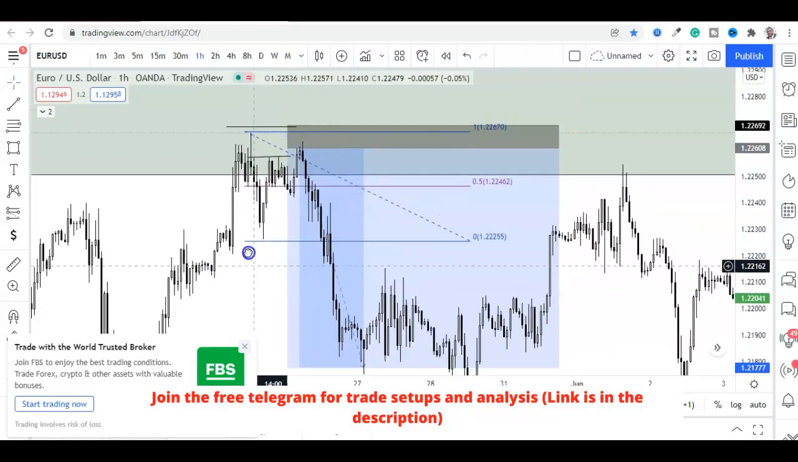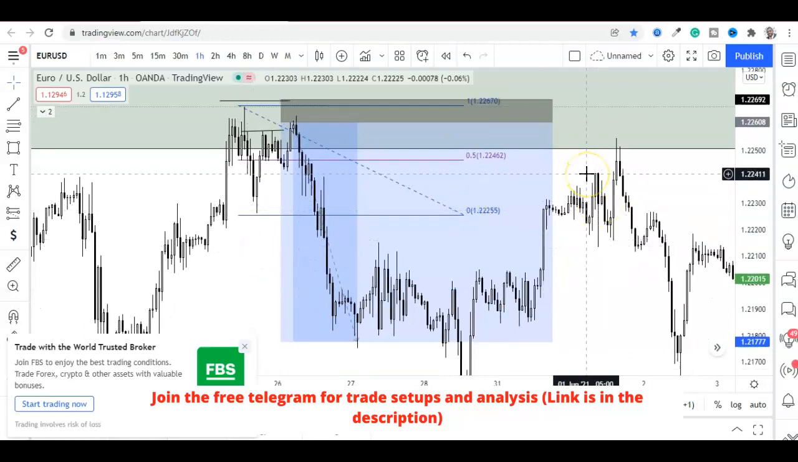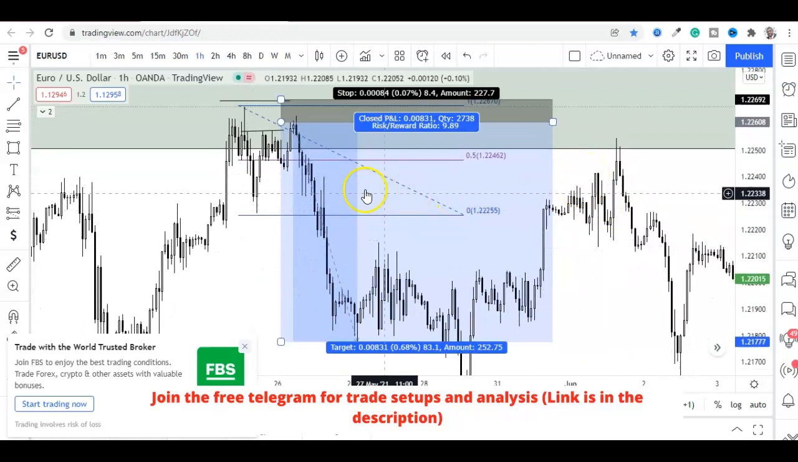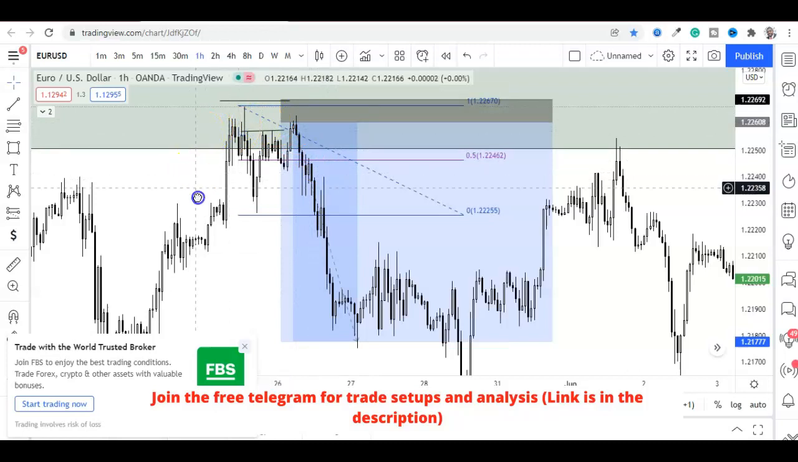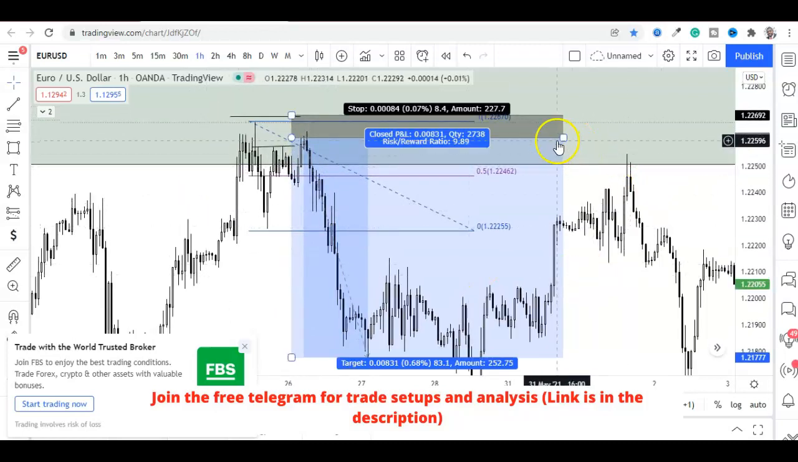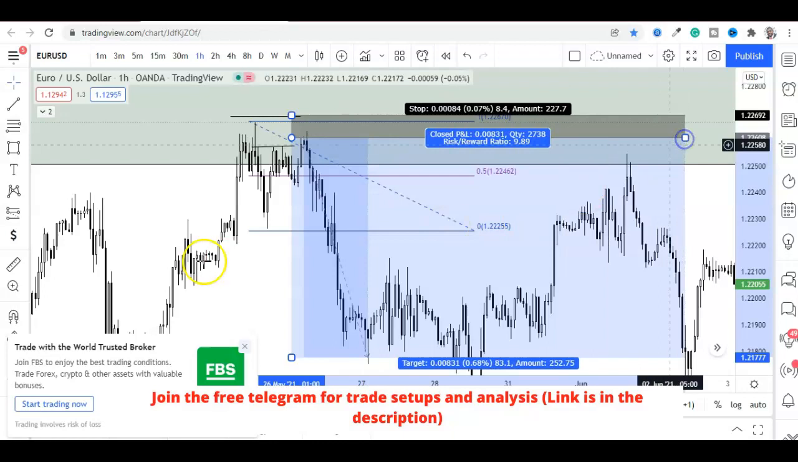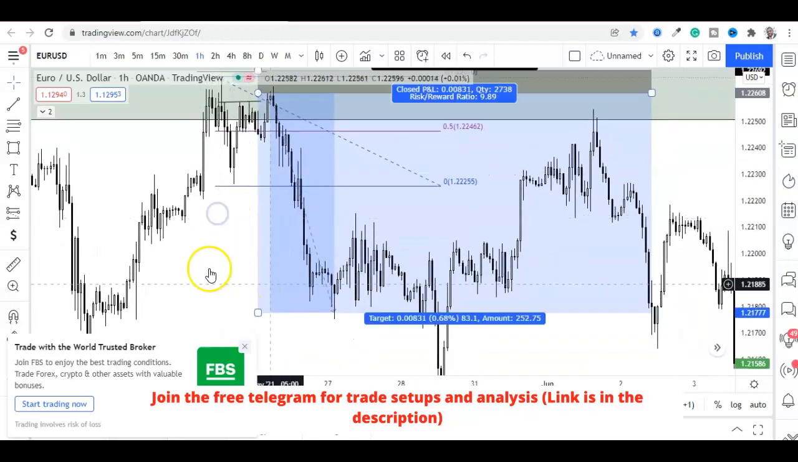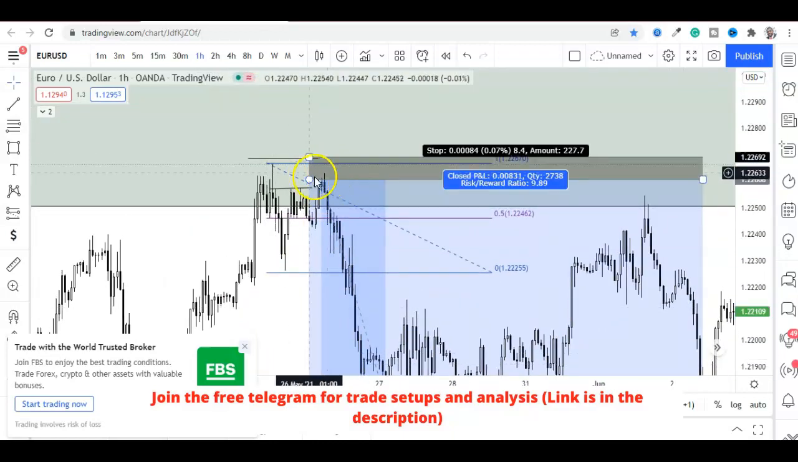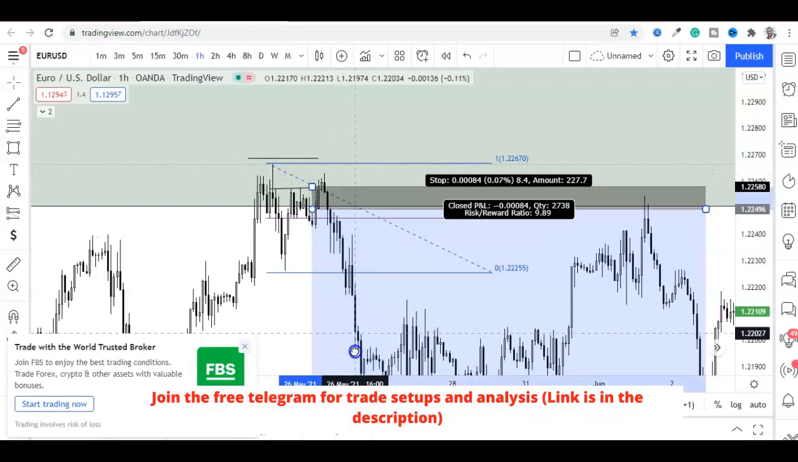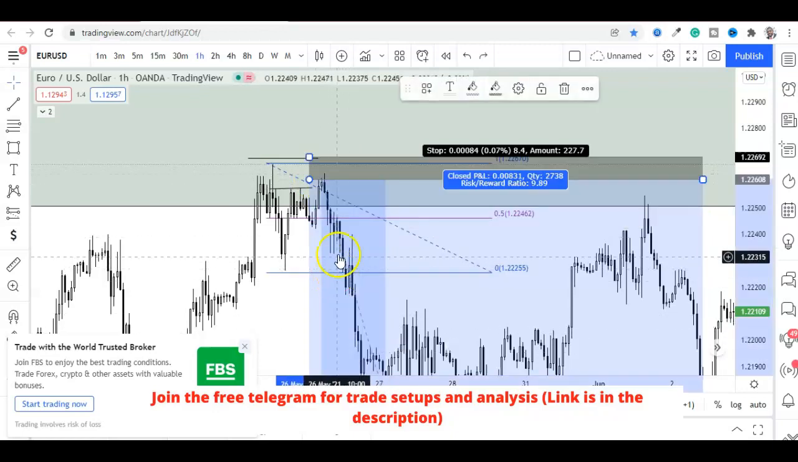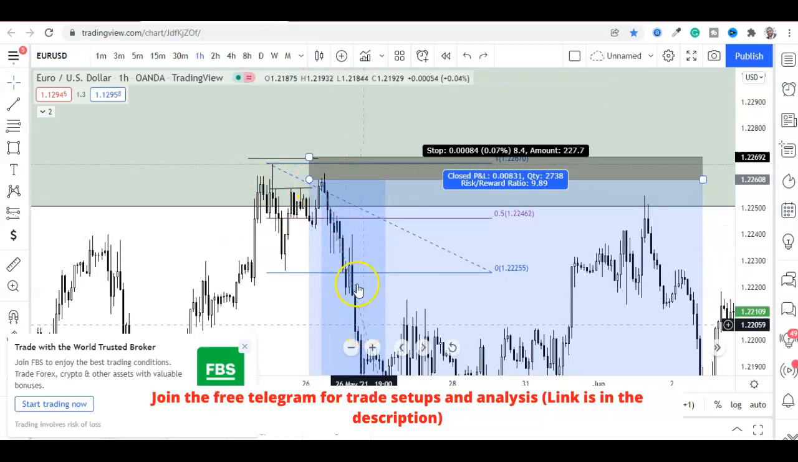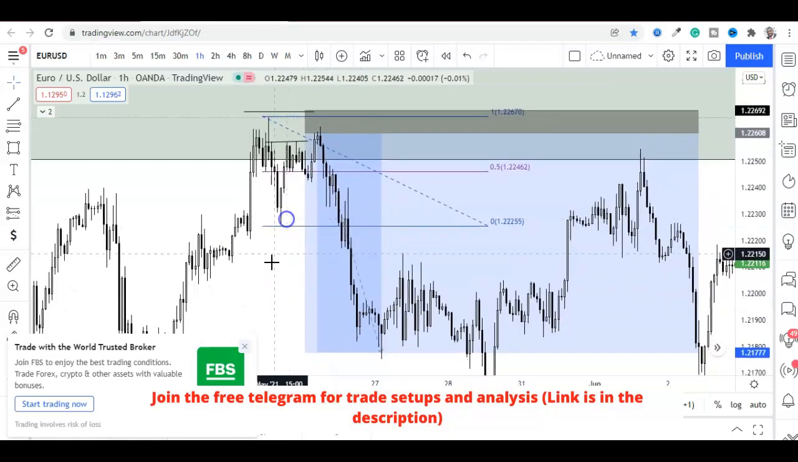I'm only illustrating an example here. By next week I should do a trade breakdown in which I use this imbalance to execute my trade. So watch out for that video. It will be coming soon by next week. So you can decide to take the trade there, and then price what? Starts moving away sharply.